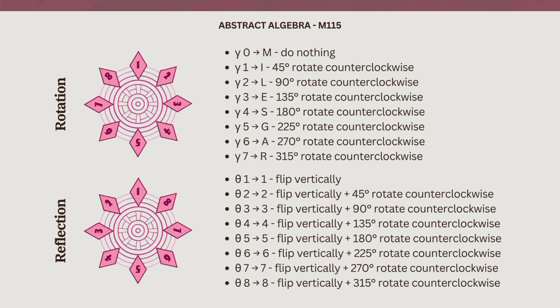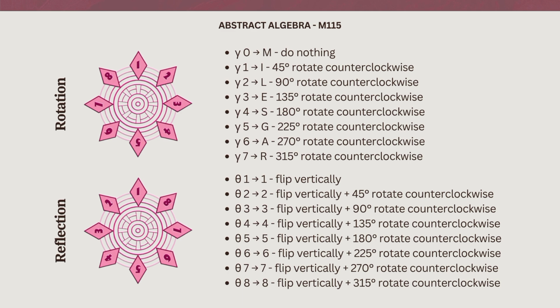Now, for the front face moves, we have the letters A, I, L, E, S, G, A, R, in which gamma sub 0 is for the M, gamma sub 1 for the I, gamma sub 2 for the L, gamma sub 3 for the E, gamma sub 4 for the S, gamma sub 5 for the G, gamma sub 6 for the A, and gamma sub 7 for the R.